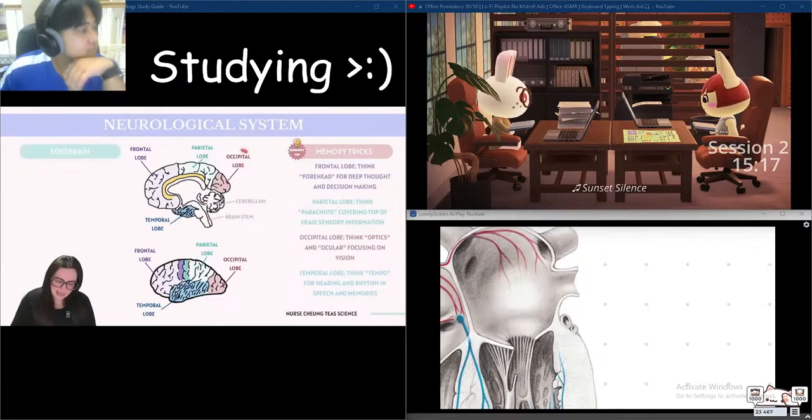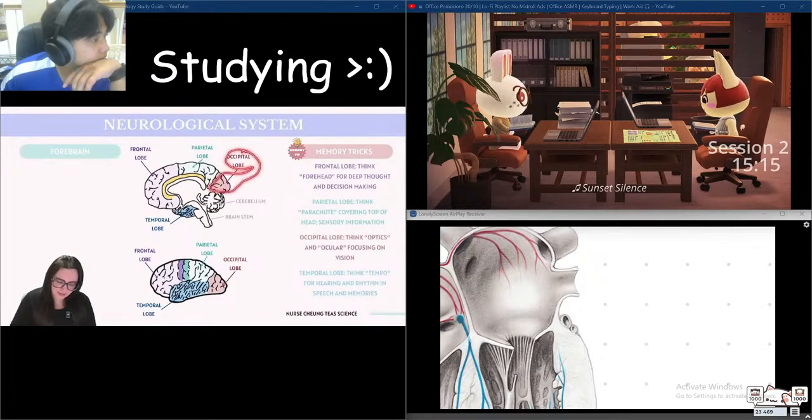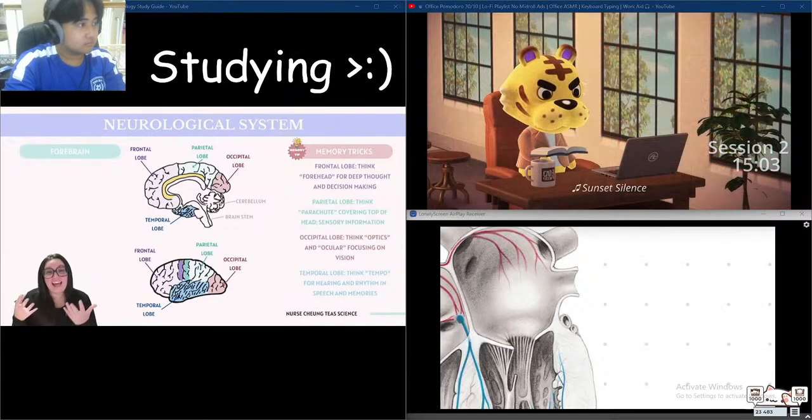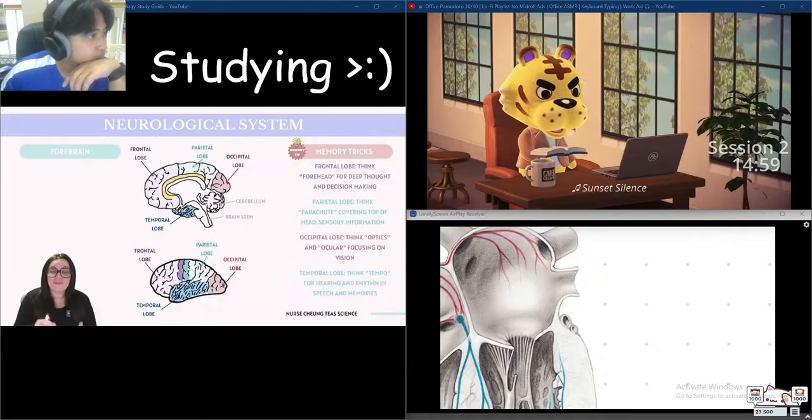And lastly, we have our occipital lobe, which is back here, and we have our temporal lobe, which is right here. The occipital lobe's primary functions include processing, integration, and interpretation of visual stimuli. This area houses the primary visual cortex, where visual signals are received from our retinas.